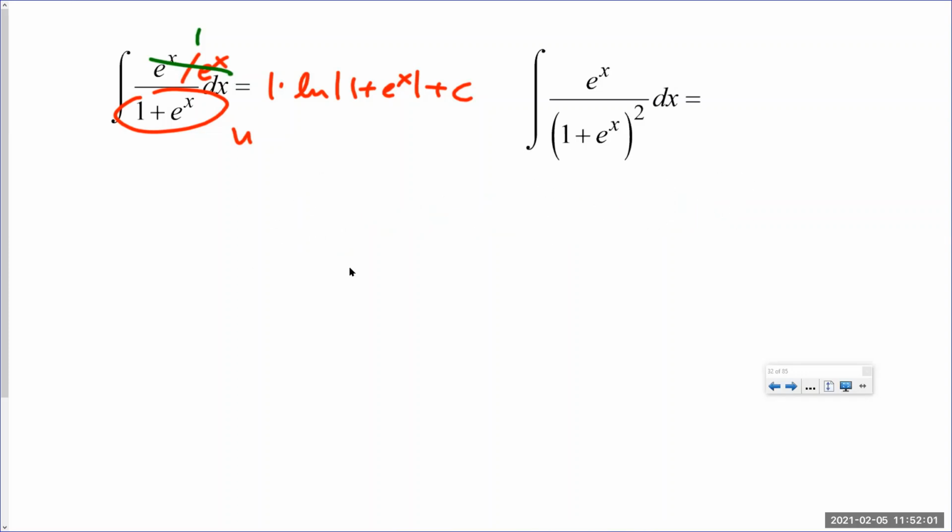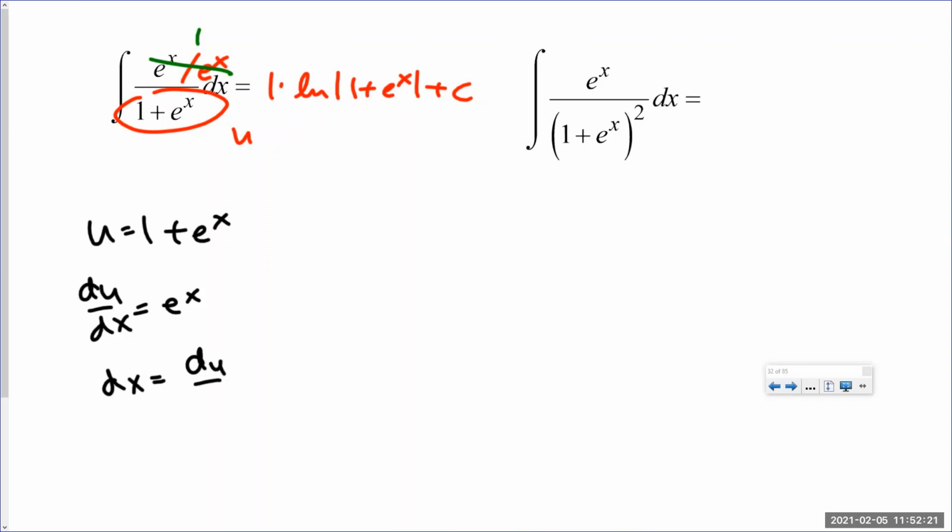Guys, you go back to u substitution. Sometimes you have to do u substitution, okay? Sometimes there's no shortcut method. Guys, look at this. What's your parentheses? 1 plus e to the x, okay? What's the derivative? E to the x. What's dx going to be? Du over the e to the x.